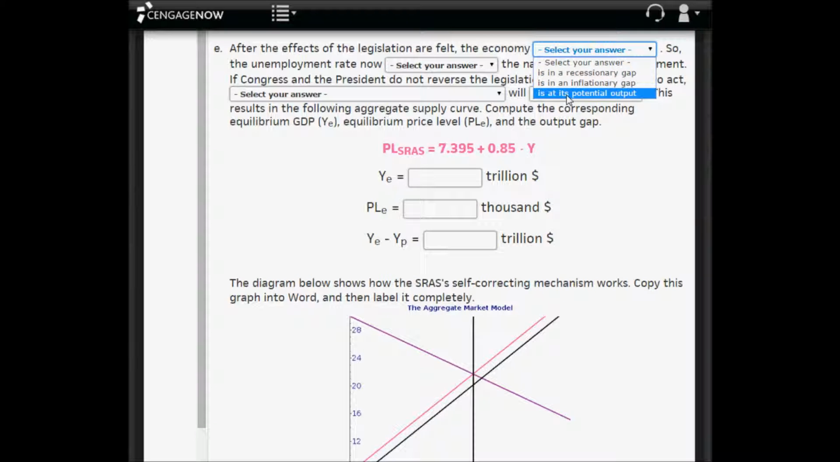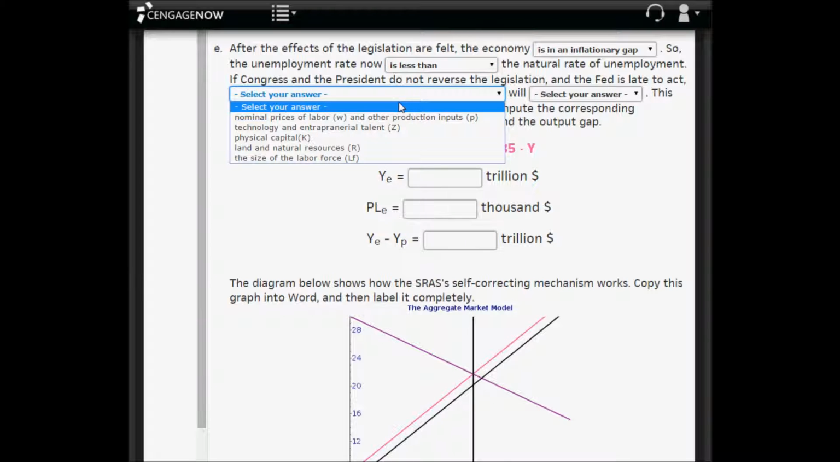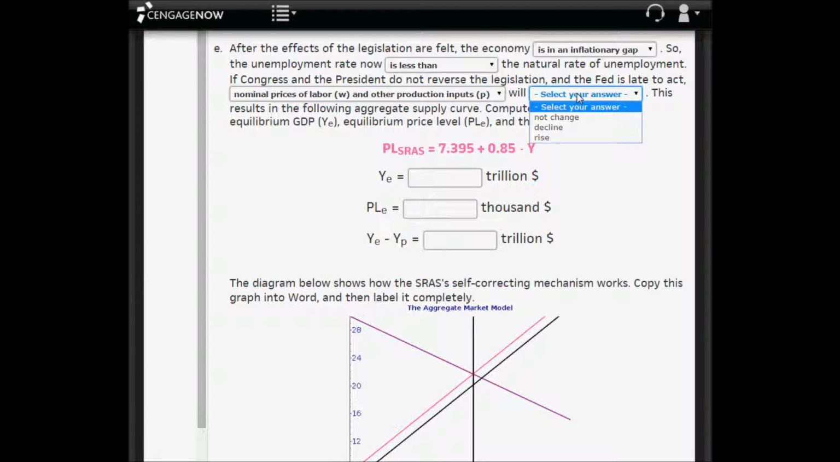The economy is now in an inflationary gap. The unemployment rate now is less than the natural rate of unemployment. If Congress and the President do not reverse the legislation, and the Fed is late to act, nominal prices of labor and other production inputs will rise. This results in the following aggregate supply curve, which is in pink.